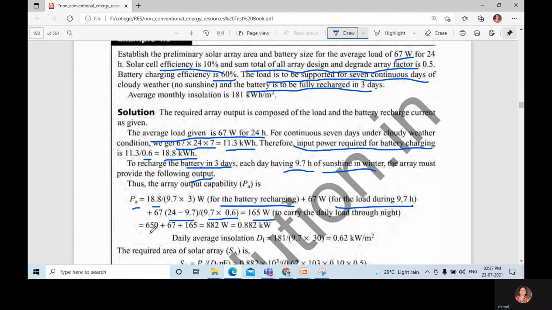So 650 plus 67 plus 165 is equal to 882 watt. This overall you'll get 650 plus 67 plus 165, that is equal to 882. This one value is 165, this one value is 67, and this one value is 650. If you add the three values, you'll get 882, nothing but 0.882 kilowatt.